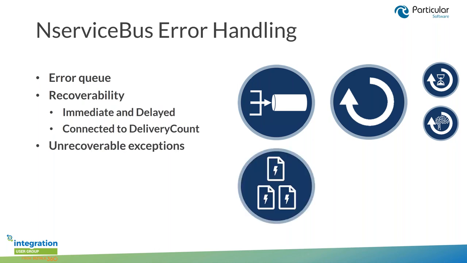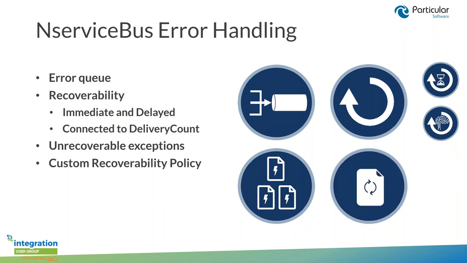Unrecoverable exceptions are another example. For instance, we know that when a third party throws a specific exception, that message should no longer be retried. It shouldn't be dead lettered either, but it shouldn't be attempted again. NServiceBus allows you to define unrecoverable exceptions so that the message can be moved to the error queue right after the first failure. Alternatively, you could provide your custom recoverability policies to be more based on individual message type.